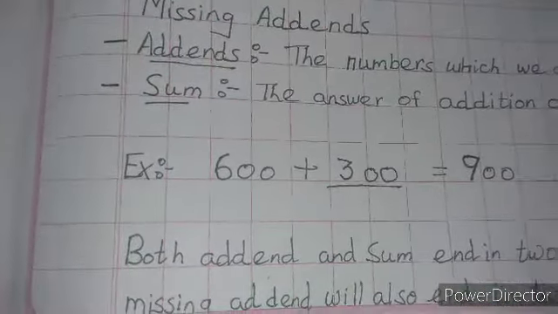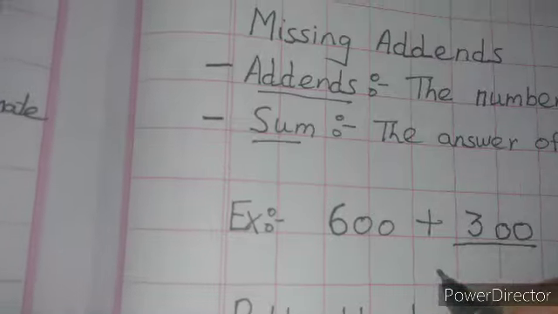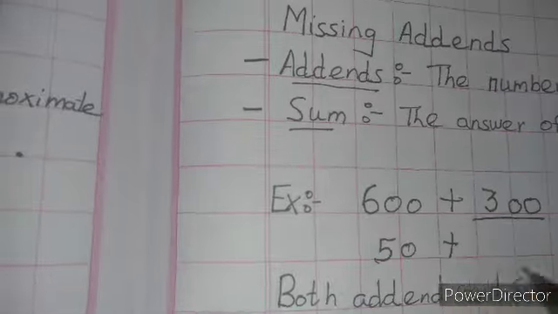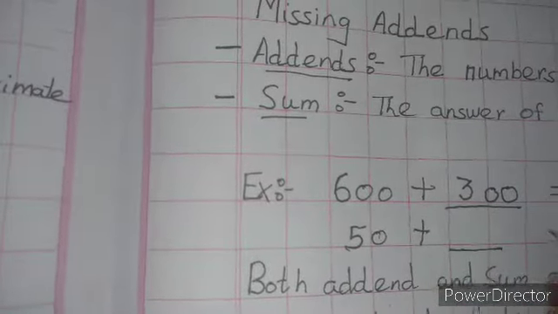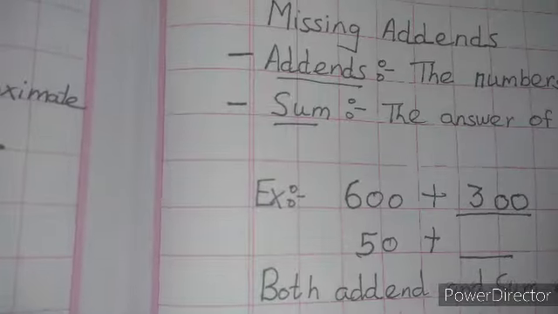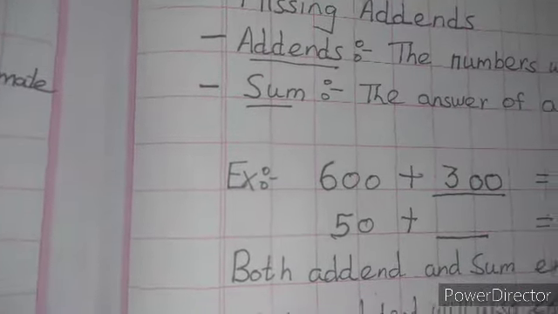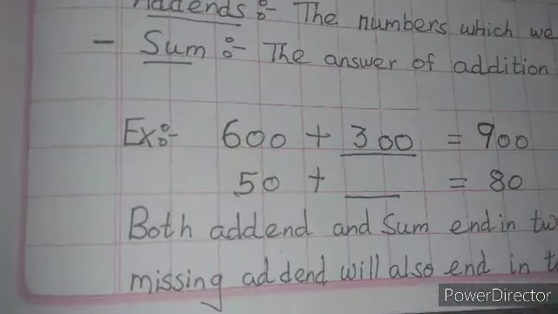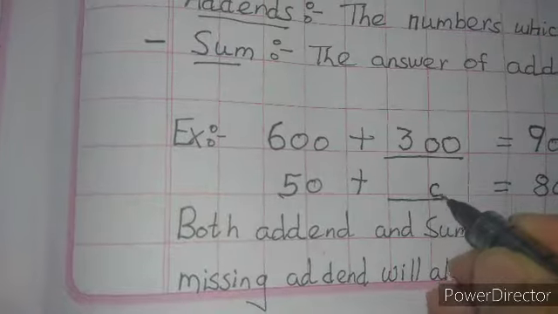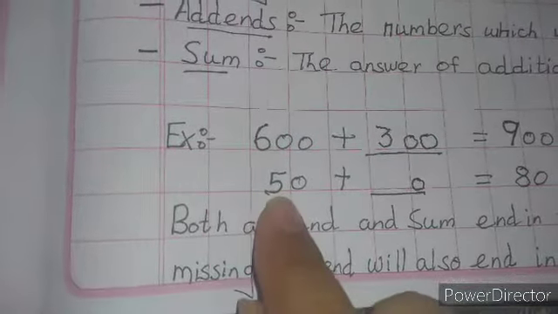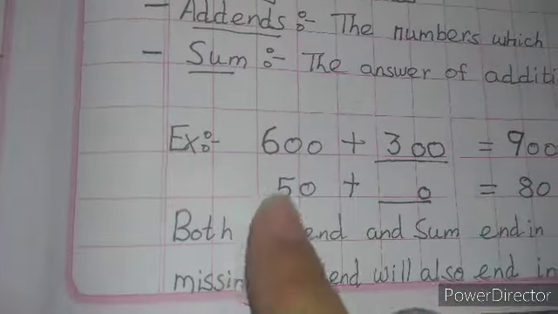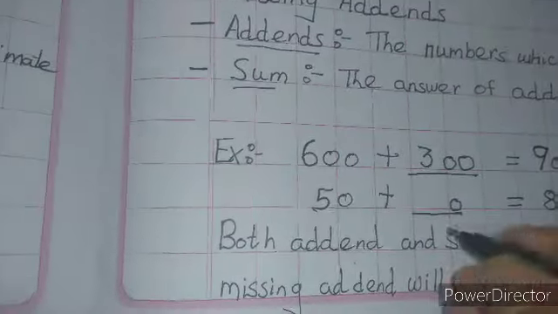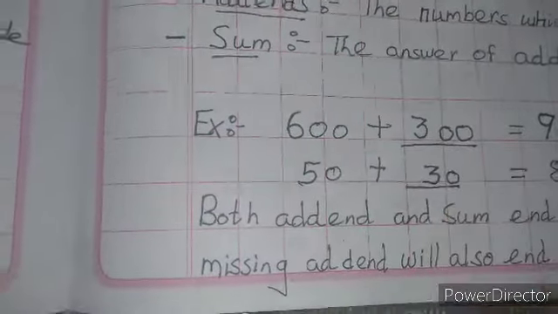Let us take one more example. Suppose the number is 50 plus a blank, and here it is 80. Now both in the addend and in the sum there is one 0. So we will put one 0. And for this we will count after 5 till 8. After 5 which number comes? 6, 7, 8. So what will we write here? 30.